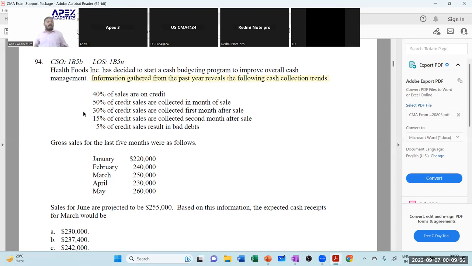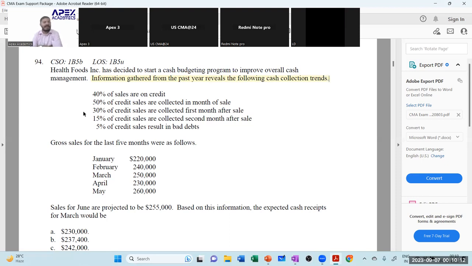40% of the sales are on credit, which means 60% of the sales are in cash. 50% of the credit sales are collected in the month of sales. 30% of the credit sales are collected 1 month after the sales. 15% of the credit sales are collected in the second month after the sales. 5% of the credit sales result in bad debts.